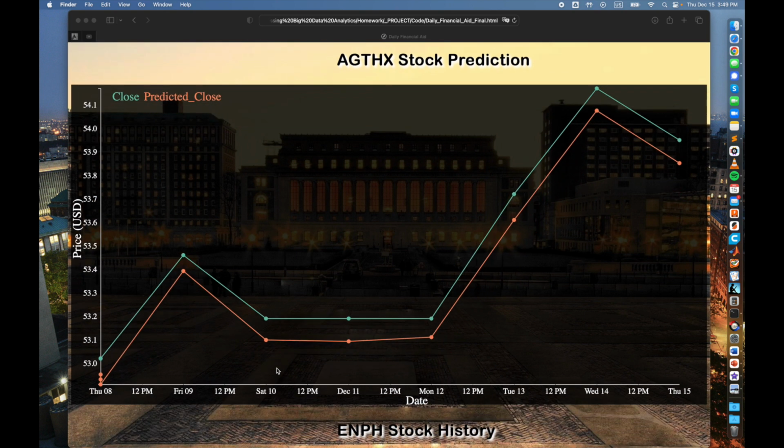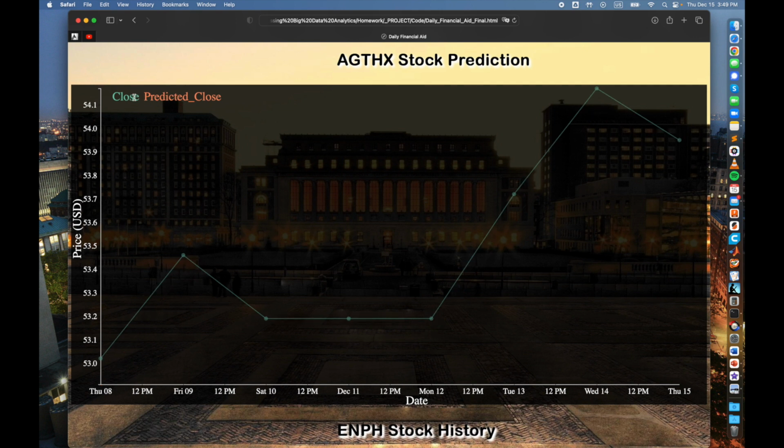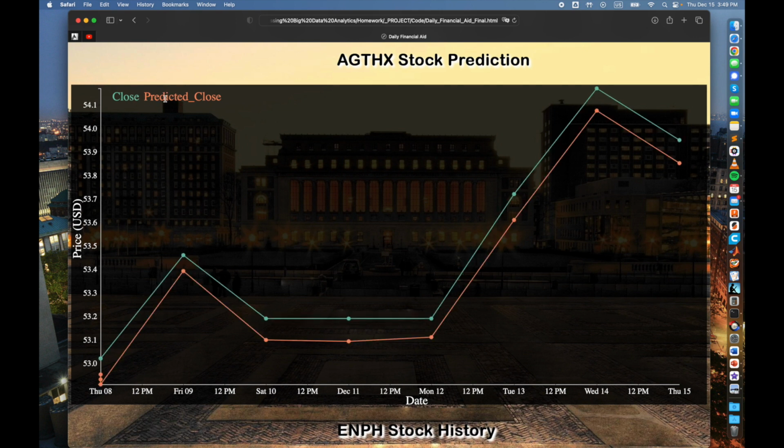Next, we have the AGTHX stock predictions. This was done by our linear regression model and is displayed over the past week in order to demonstrate what we observed in the closing cost versus the actual predicted ones. The nice thing about this interface is that it can be selected to display one or the other or both at any given point. This allows for the isolation over time of different predictions versus closing rates in this infograph.